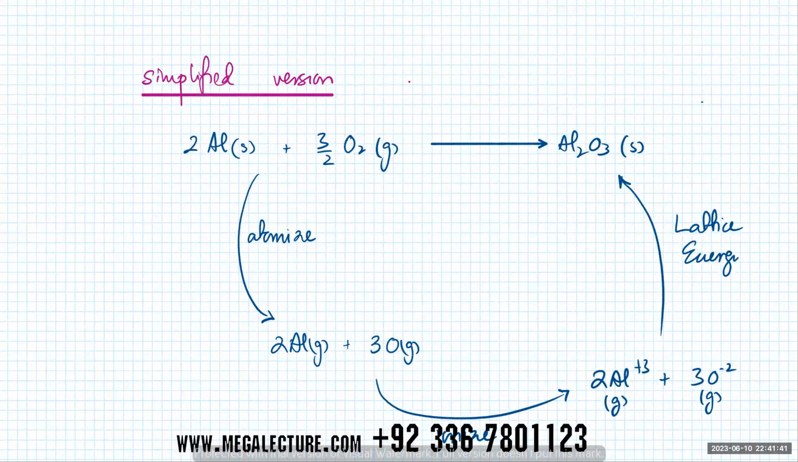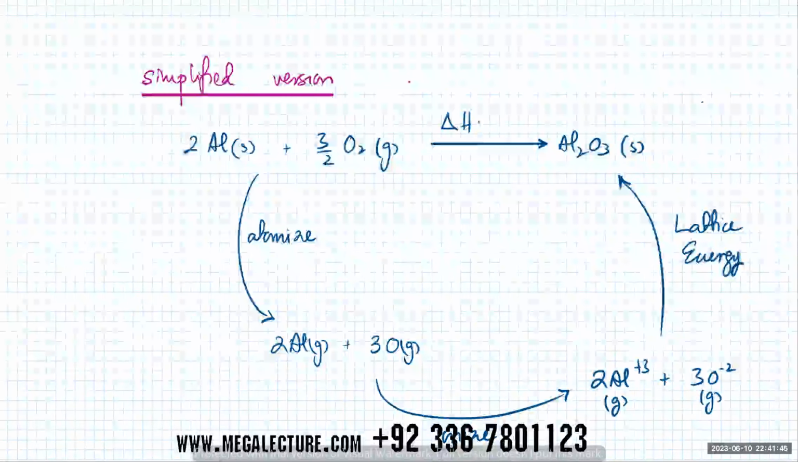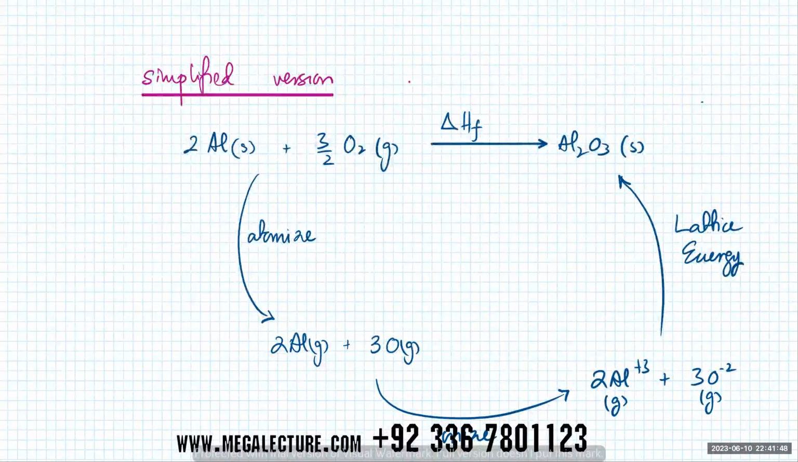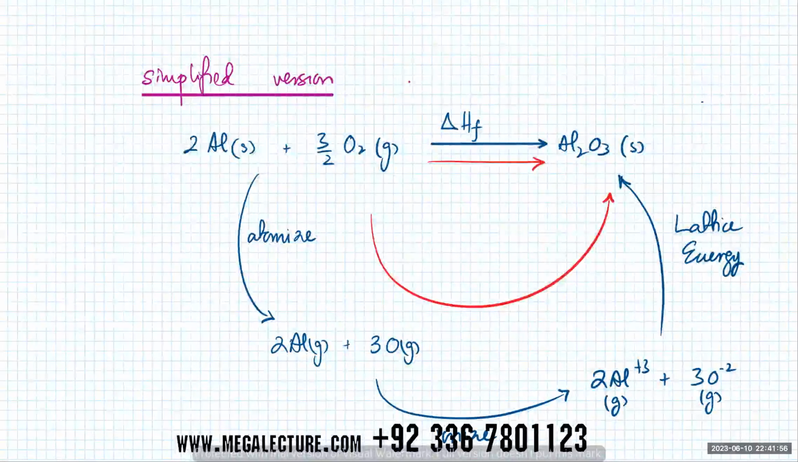And this one over here is your enthalpy change of formation, and you can have one path being equal to the other path, so it's basically this path versus this entire path. Is this clear? I mean, the simplified version. Is this clear? Yep.